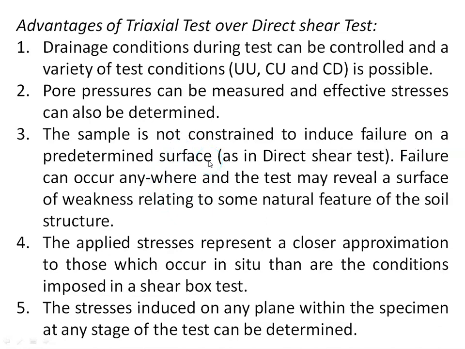In the direct shear test, the sample is not free to fail on a predetermined surface, because the cell is divided into two parts. It is forced to fail along the joint. In the triaxial test, it is not like that. It can fail along the weakest plane. Then the applied stresses are a closer approximation to those which occur in situ than the conditions imposed in a shear box test. The stresses induced on any plane within the specimen at any stage of the test can be determined.